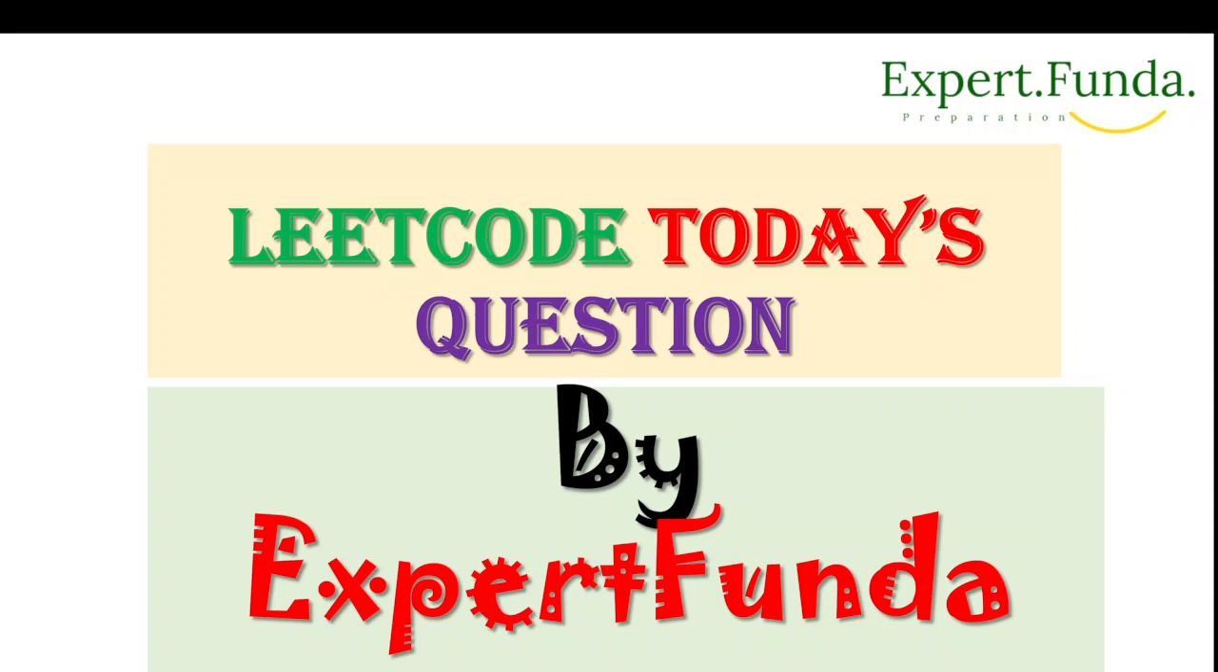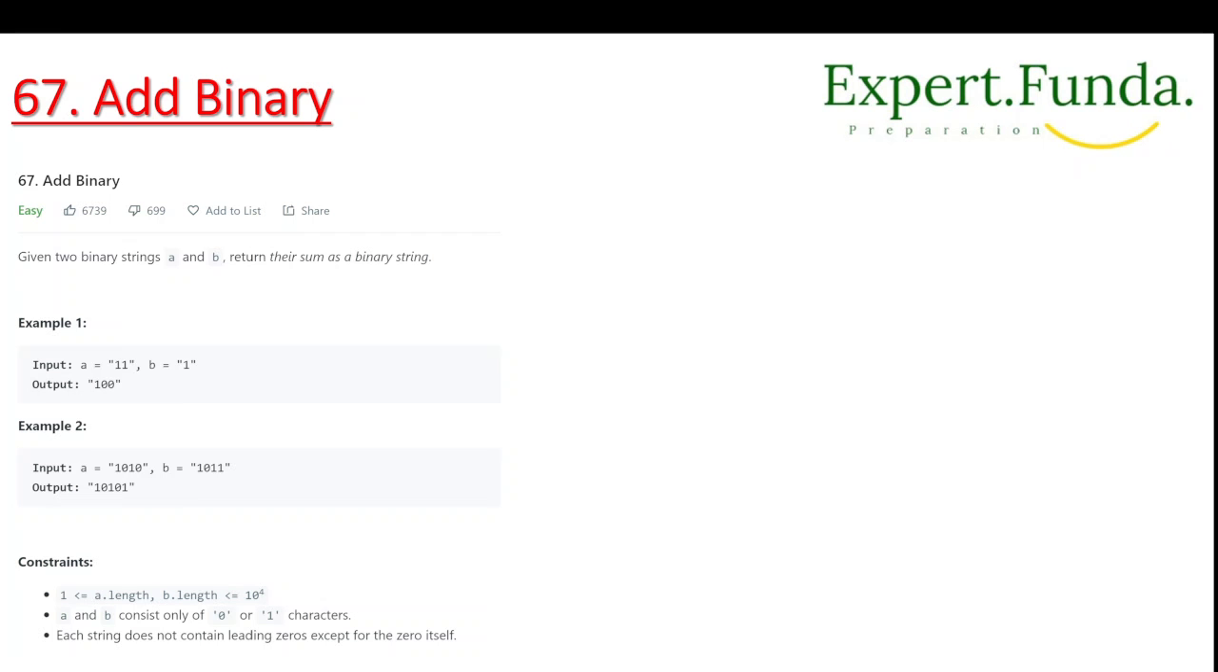So very good morning. Today we are going to see the LeetCode question Add Binary. Question 67 is to do addition of two binaries, and then we will represent this one. Two binaries A and B are given, and we have to return the sum as a binary string.